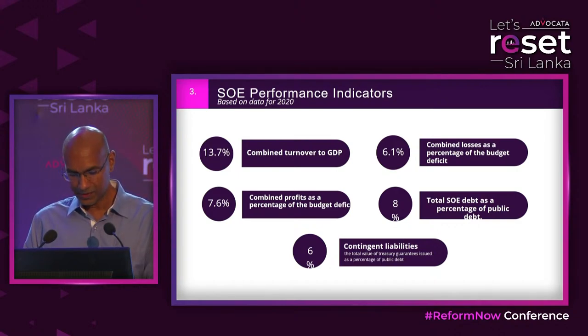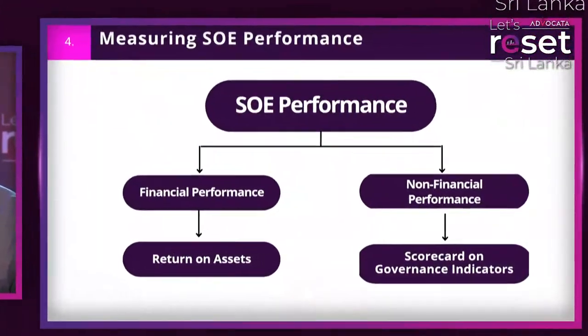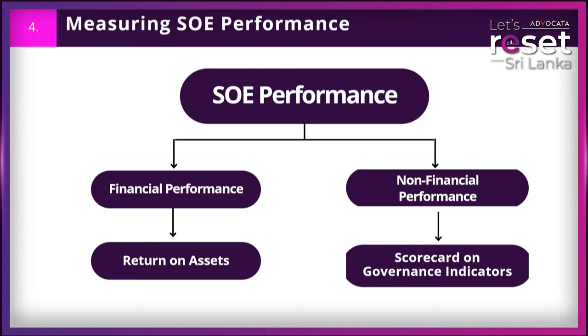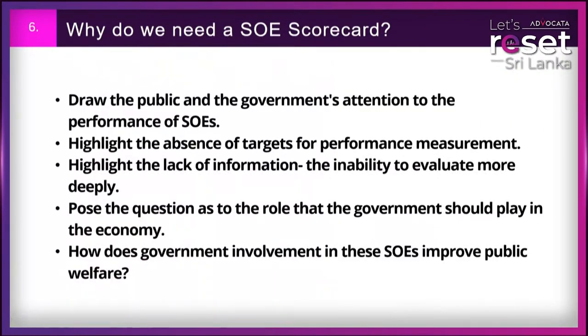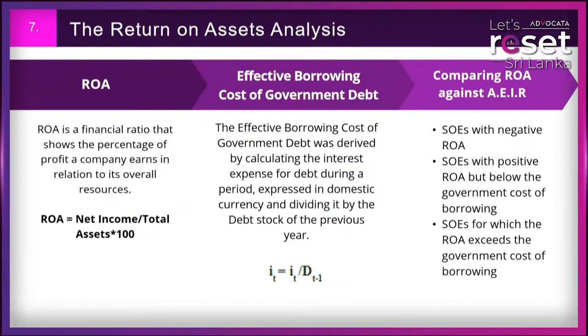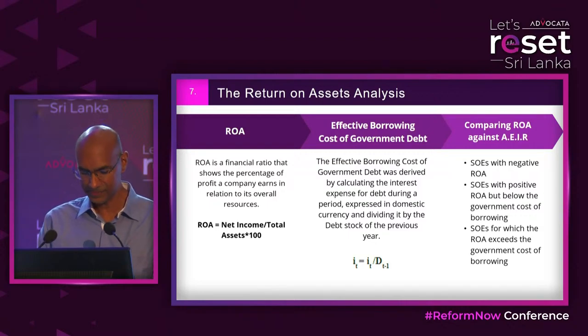Now, what this report tries to do is bring some measures of performance, both financial and non-financial. It gives you a scorecard which ranks the 52 SOEs on the basis of how transparent and how informative they are. One of the key measures that has been used to measure the financial indicators is the return on assets measure. Now, return on assets is not a perfect measure, but it's something that holistically captures overall performance of how resources are being used, and it looks at both income and your asset base, which is quite important from the government perspective.